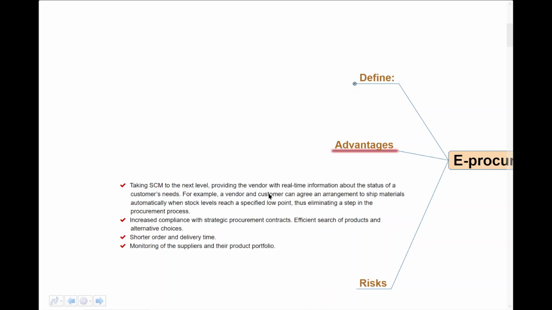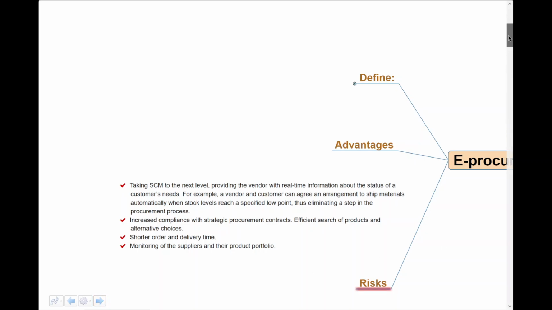Really, real-time information. So if you're a supplier, if you're using EDI, let's say, or e-procurement, then obviously you will be closer to the action, aware of your customers' needs. Outside of that, it certainly allows for better compliance. In other words, using e-procurement allows you to be more efficient, and indeed for the customer to be more efficient. Certainly speed, shorter order and delivery time, and indeed outside of that, the monitoring, let's say, of suppliers and indeed their product portfolio, it just makes things easier all around, having that close tie and relationship.